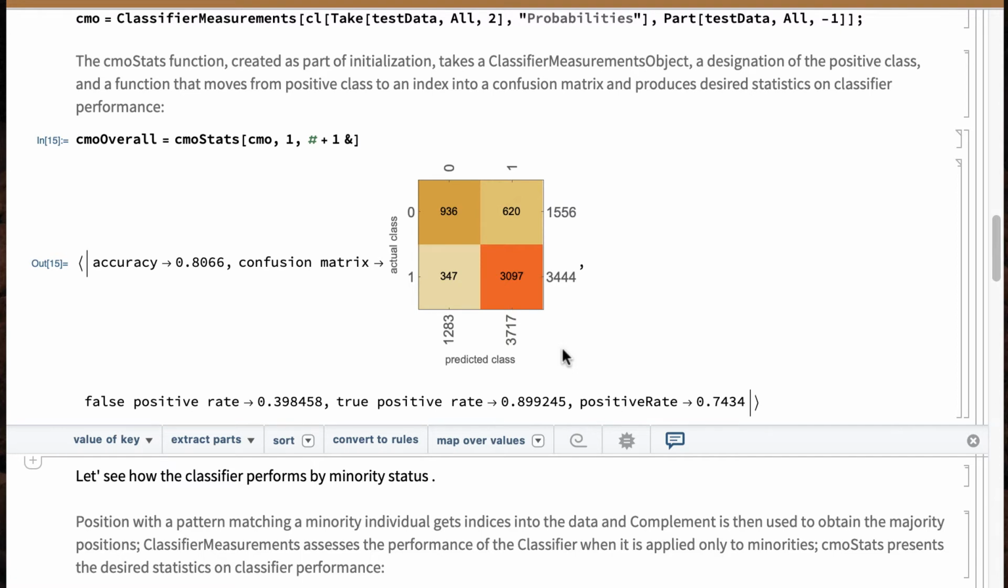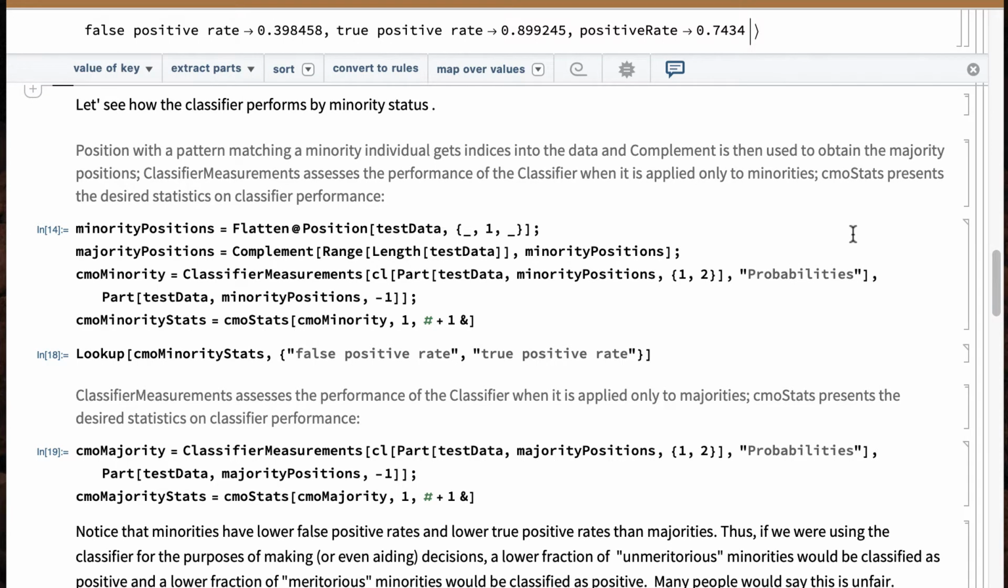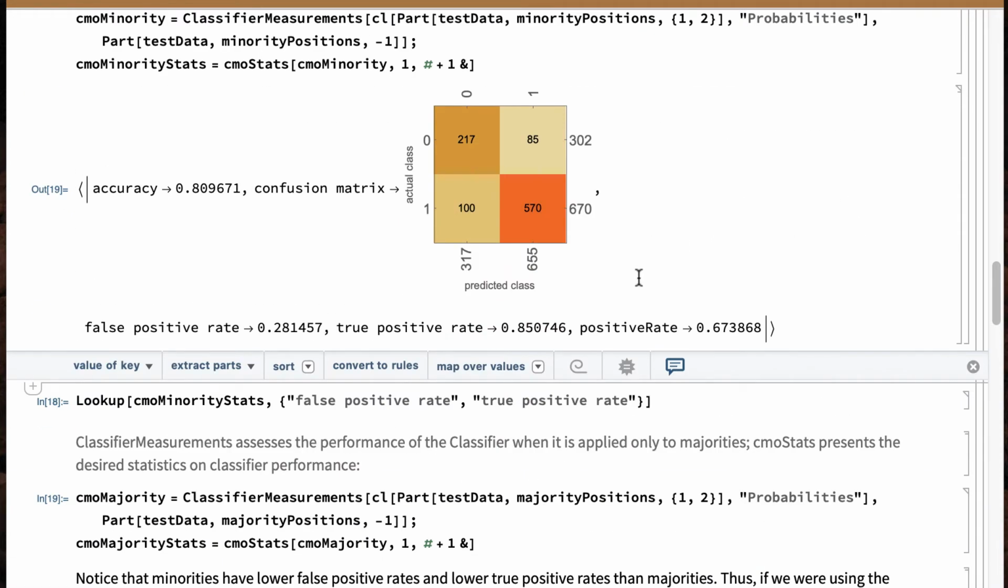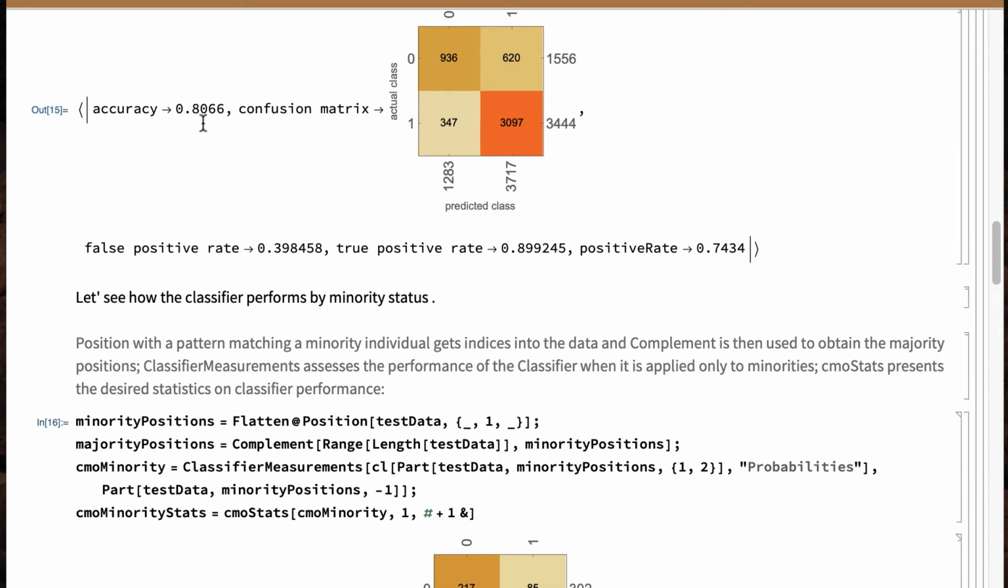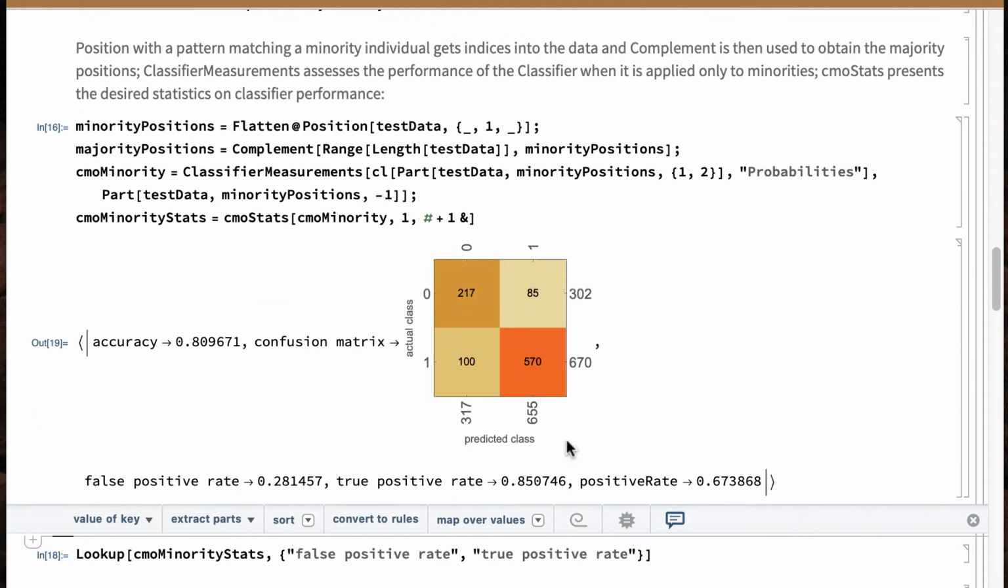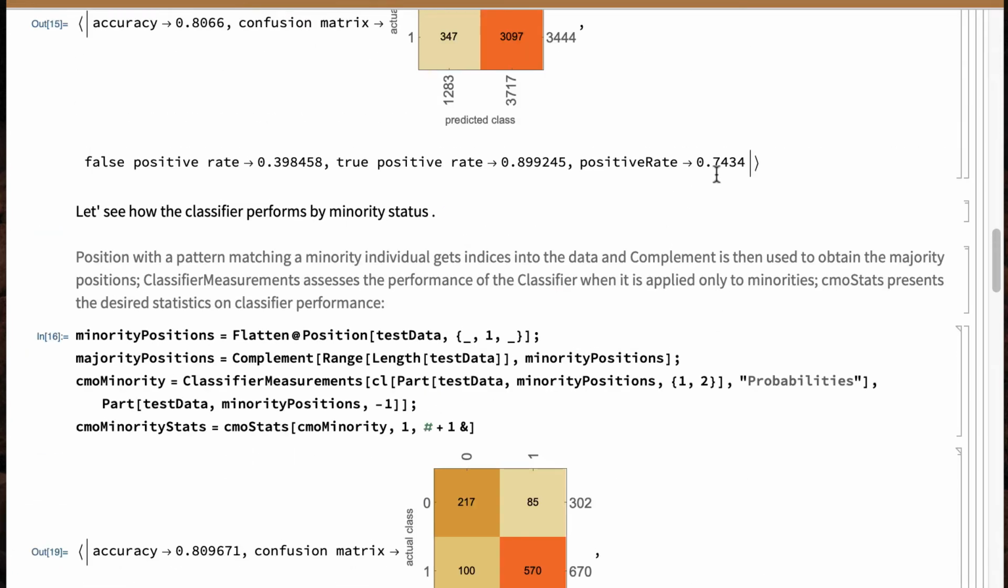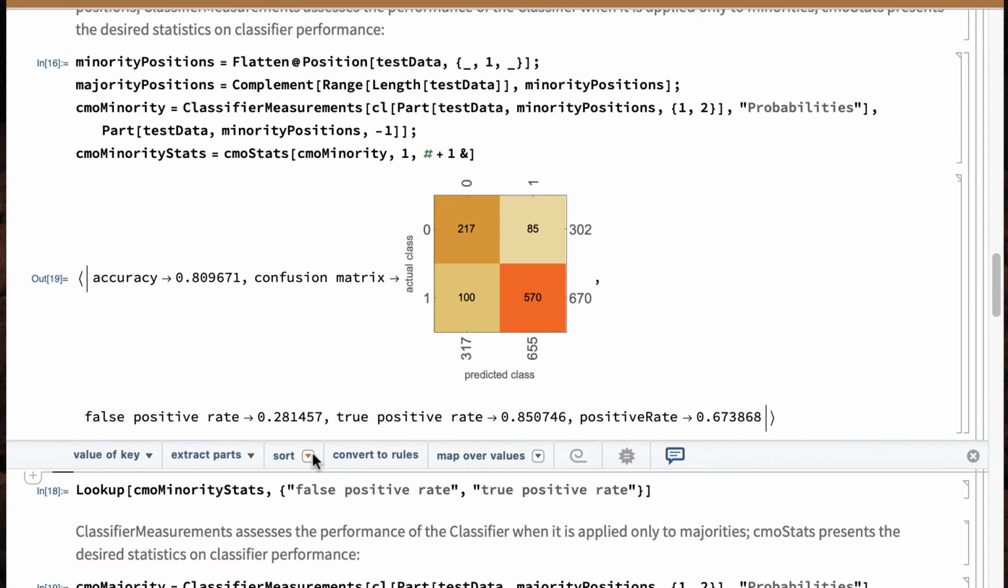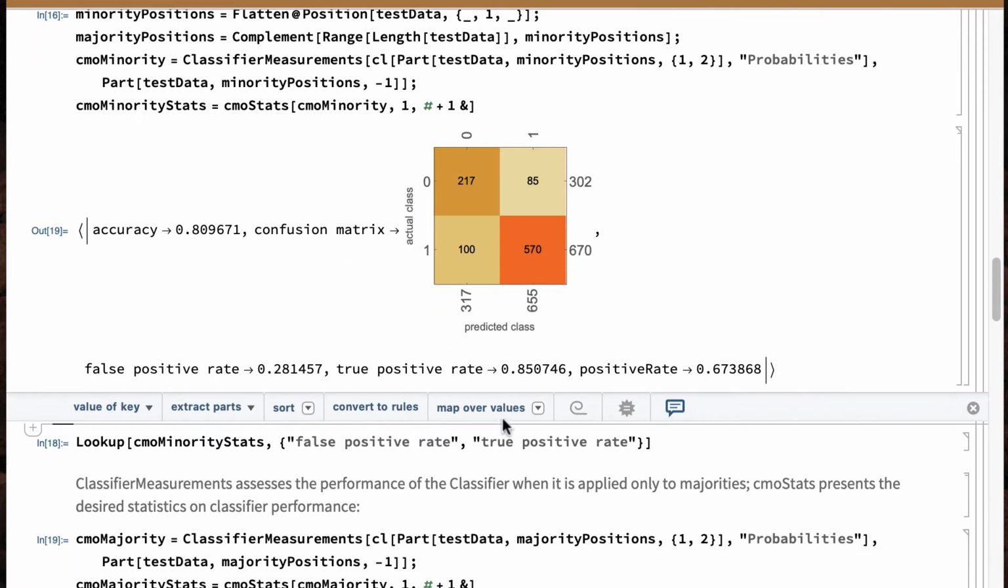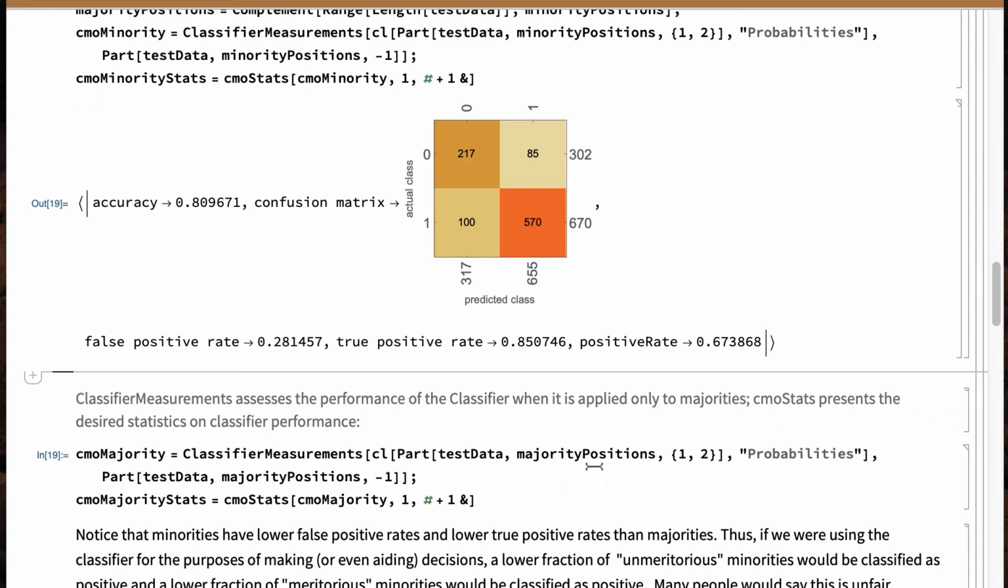All right, so that's the overall performance of the classifier, but let's see how it does on different groups. Let's see how it does on minorities, for example. And what we see is that the overall accuracy is about the same, 80.967%. That's probably one person different than it was for the overall group. But the positive rate is 67% as opposed to 74%. And if we look at people who don't succeed, we're saying 28% of them will. So these are the undeserving who might be admitted, and 85% of those who will succeed we're correctly predicting. So not terrible, but let's look at how it does on the majority.